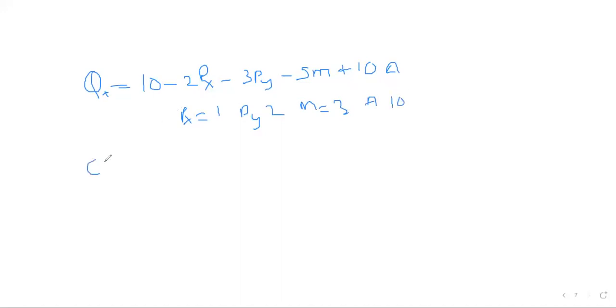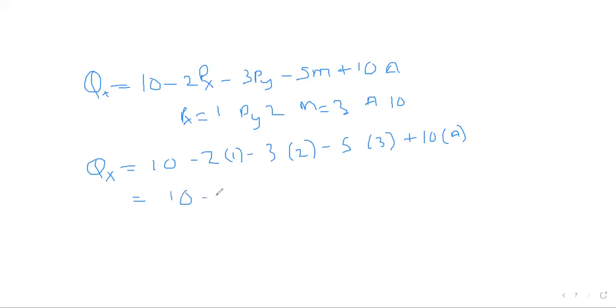So the first thing you need to do is find the quantity or output by substituting the figures there. Where there's price of x, you put the 1. Where there's price of y, you put the 2. Where there's income, you put the 3. And where we have our advertising, you put the 10. In this case, you evaluate. Sometimes they ask you to find the daily sales. So we're going to have 10 minus 2 minus 6 minus 15 and plus 100.